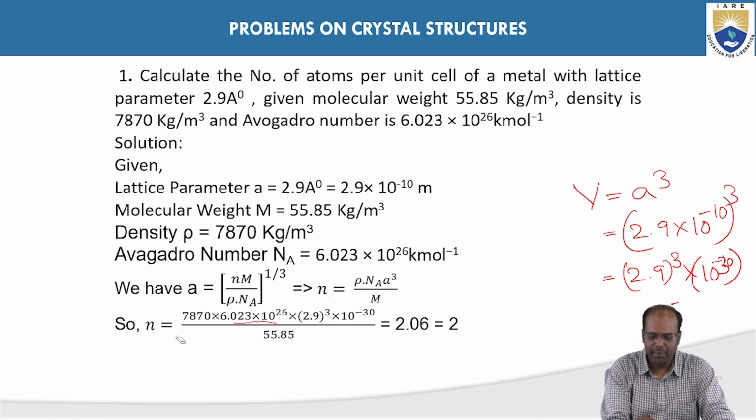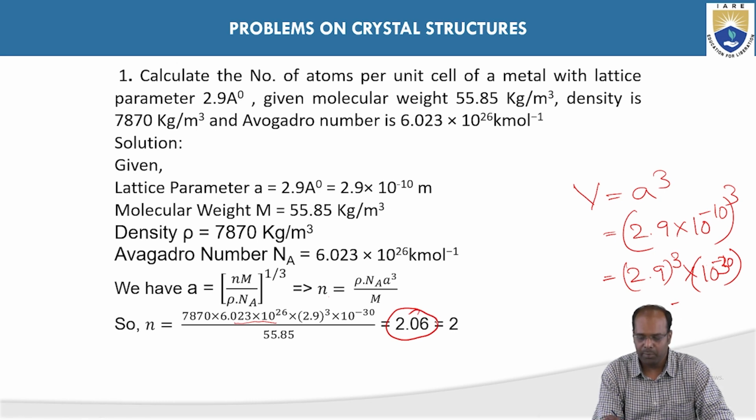So we are getting the number of atoms per unit cell as 2.06, which is approximately equal to 2.